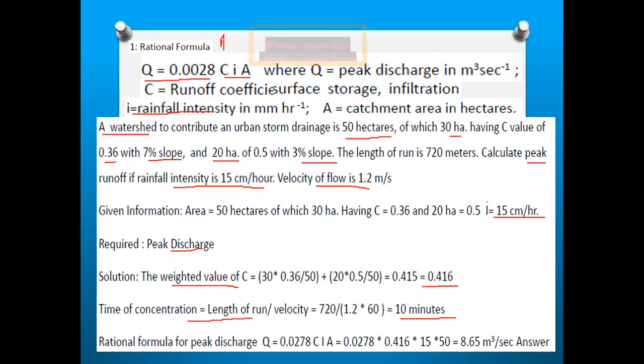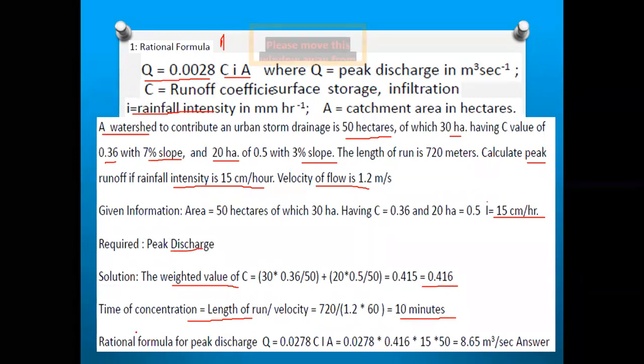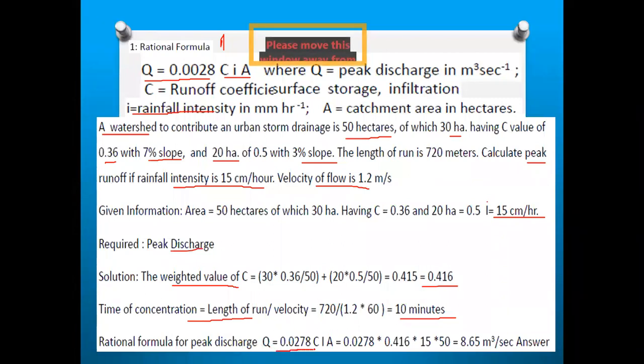Then the rational formula. Now apply the rational formula for peak discharge. Q is equal to 0.0278 CIA. Now apply the values: 0.0278 into the C value of 0.416, into I of 15, and A, the total area, 50. The answer you get is 8.65 meter cube per second.